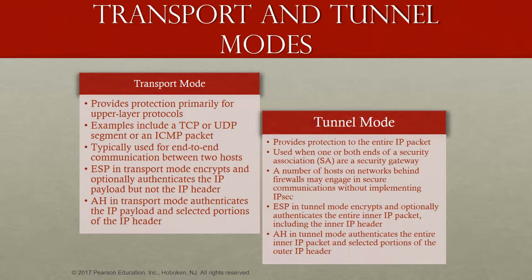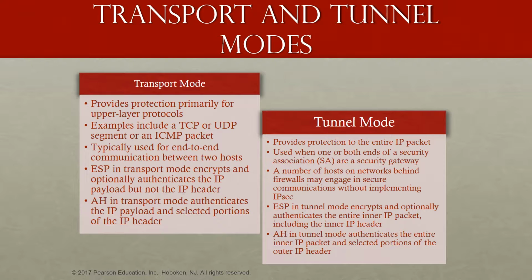Transport mode provides protection primarily for upper layer protocols. That is, transport mode protection extends to the payload of an IP packet. Examples include a TCP or UDP segment or an ICMP packet, all of which operate directly above IP in a host protocol stack. Typically, transport mode is used for end-to-end communication between two hosts. For example, a client and a server, or two workstations.